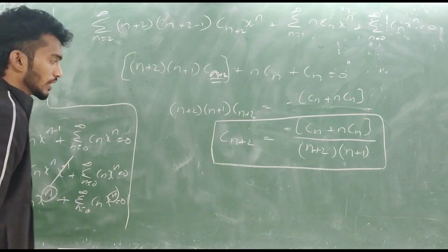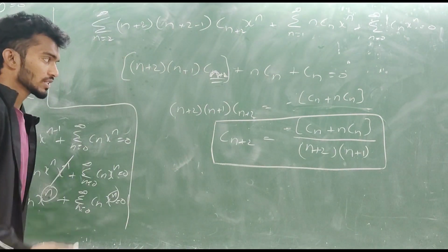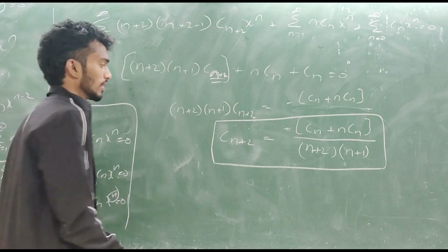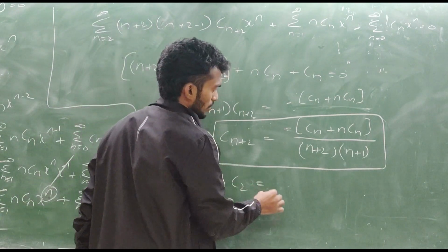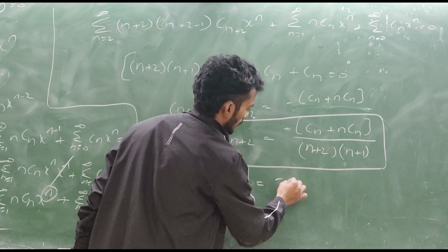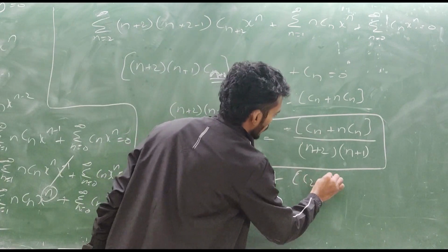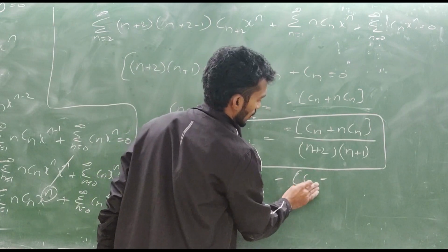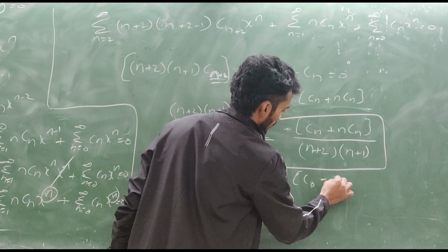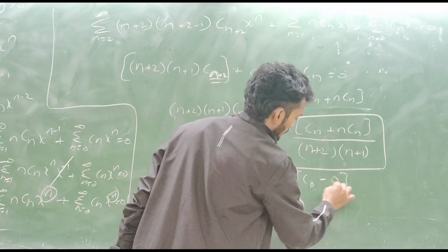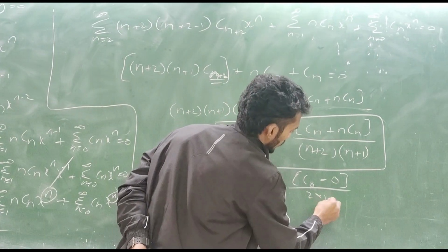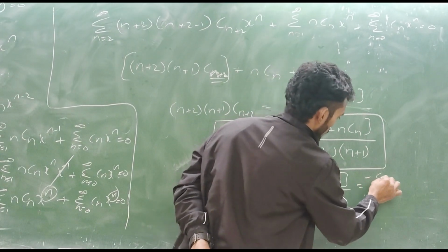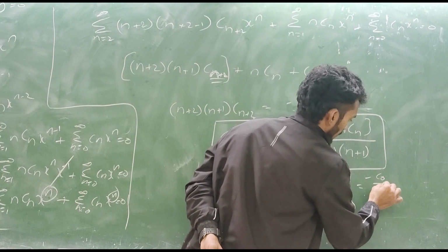From here, we need to find the values of C0, C1, C2, C3. Put n equal to 0. Then we get C2. C2 is equal to minus of C0 minus 0 divided by 2 into 1. So what we get? Minus C0 by 2.